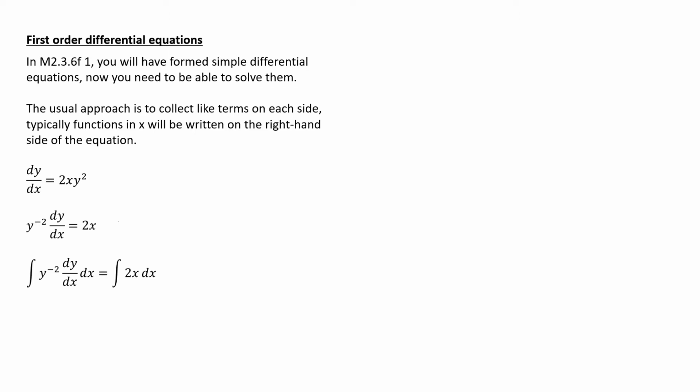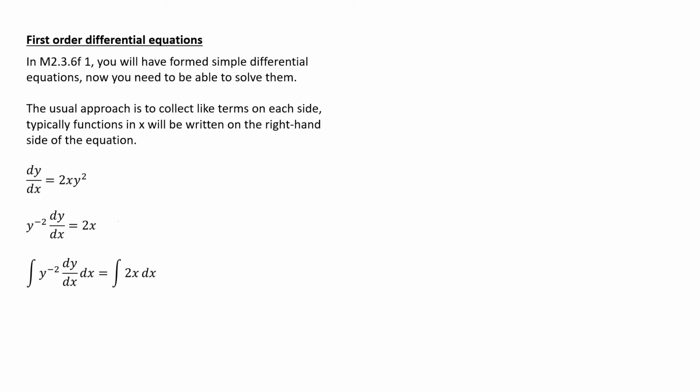Now, if I integrate both sides with respect to x, you notice that y to the minus 2 dy by dx is the result of implicitly differentiating something. It is the result of implicitly differentiating something over y to the minus 1. I'm not saying exactly what it is at the moment, but that dy by dx to my mind should really stay there to be precise.